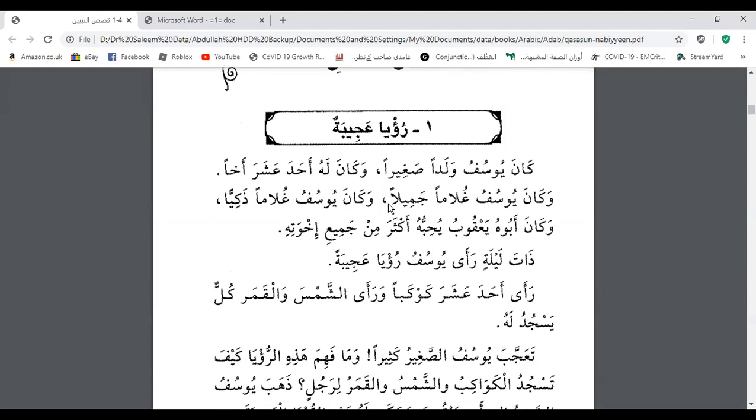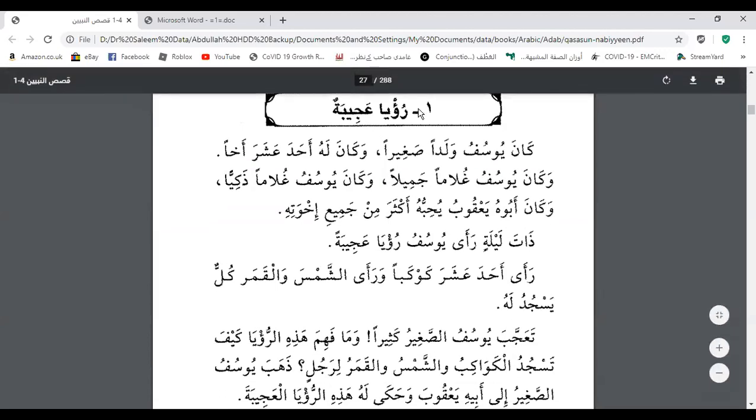Ru'ya ajiba, strange or beautiful, unique dream. Ru'ya is feminine, that's why Mawsuf Sifat. Both nakira, both muannas. This is a muannas feminine word. Kana Yusufu waladan saghira. Yusuf alayhi salam was a small son, Mawsuf Sifat.